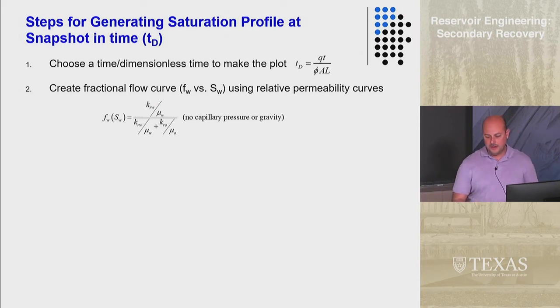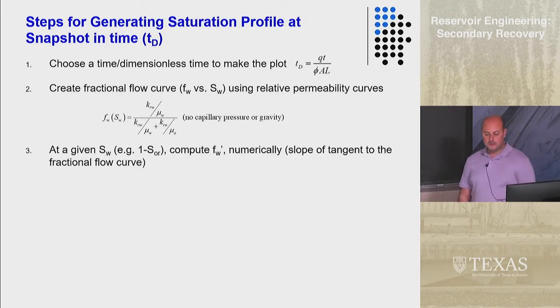And in the absence of capillary pressure or gravity, it's super simple. It looks like that. If you have capillary pressure or gravity, it is going to be more complicated. At a given water saturation, for example, you might start at 1 minus SOR, you compute FW prime numerically. In other words, you have that plot of FW prime versus SW, and again you did that on your last homework, and from the saturation of interest you calculate FW prime.